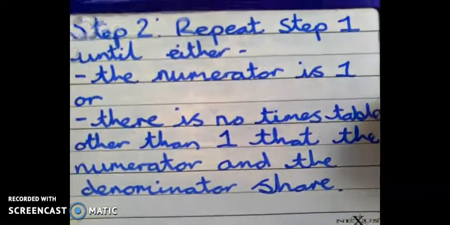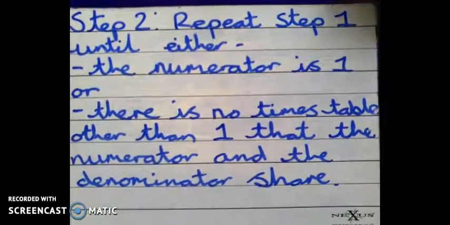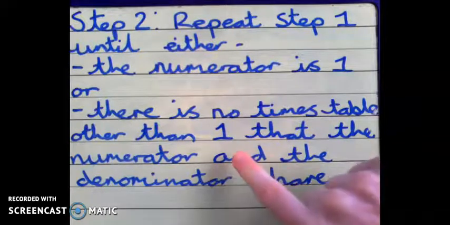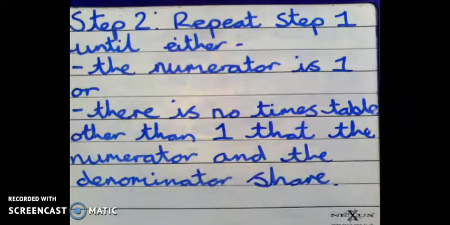Step 2. If appropriate, we repeat step 1 until either the numerator is 1 or we cannot find a times table, other than the 1 times table, that the numerator and the denominator share. Every number's in the 1's times table, as you know. But if there's no times table that 2 numbers are in, we can't simplify it any further. So it is in its simplest form.